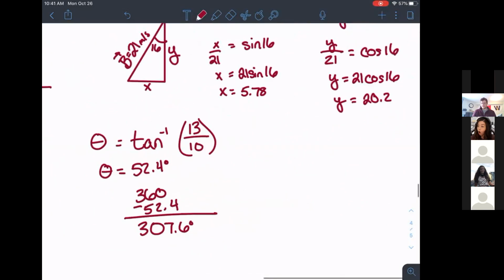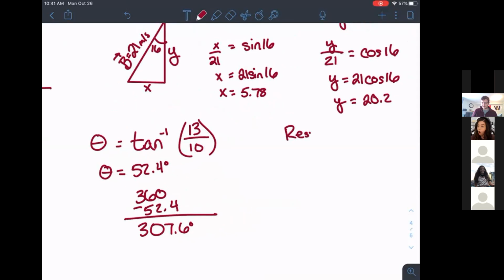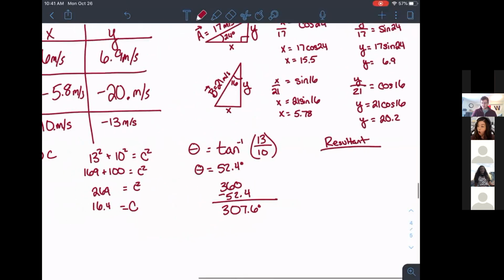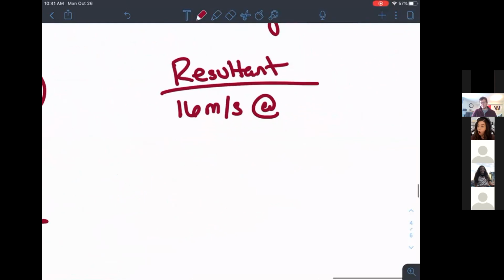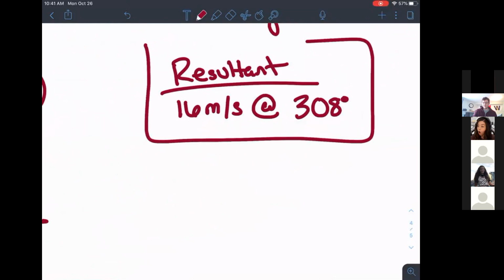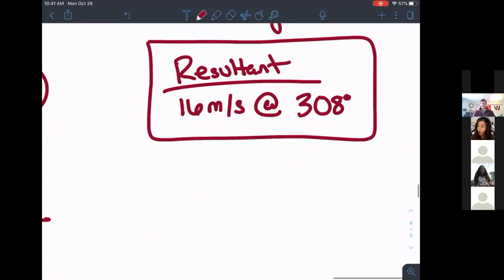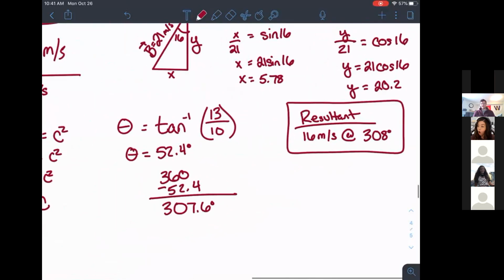All right. So now I'm going to total everything up. My resultant magnitude was 16 meters per second at an angle which was 308 degrees. Any questions on this one?